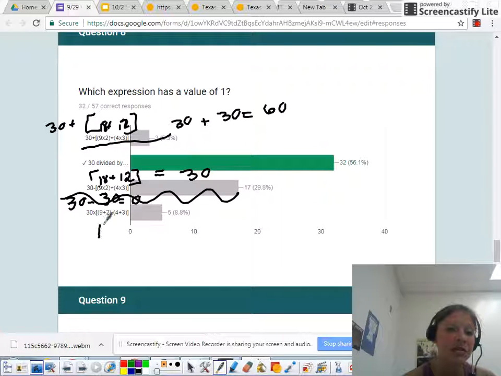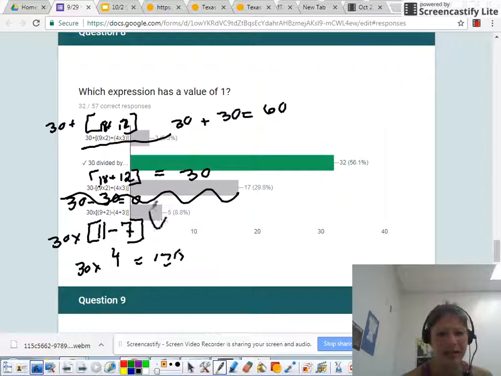9 plus 2 is 11, minus 4 plus 3 is 7. And then times that all by 30. 11 minus 7 is 4. Times that by 30. Well, that equals 120. That's definitely not the answer. So then the only one you have left is that one right here.